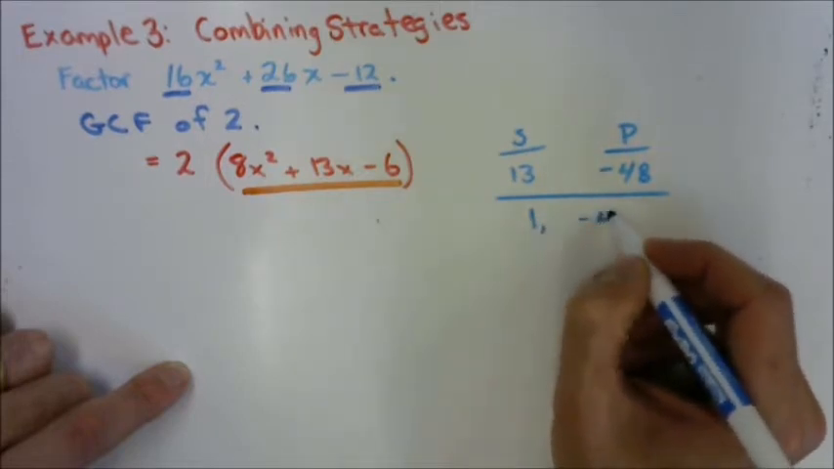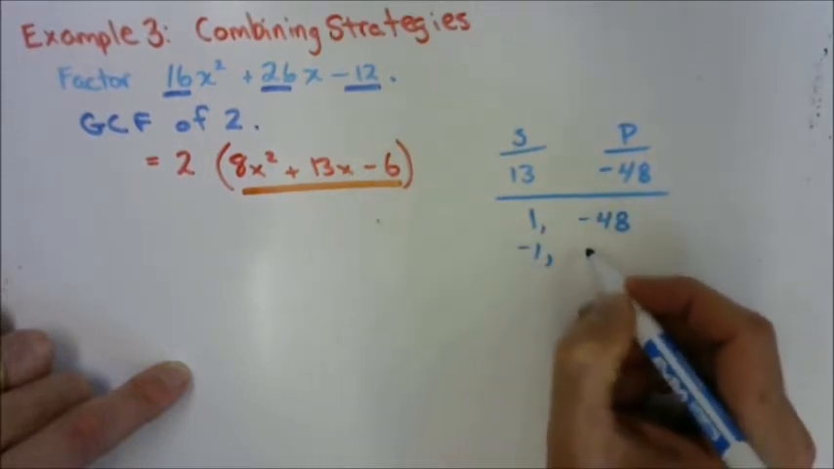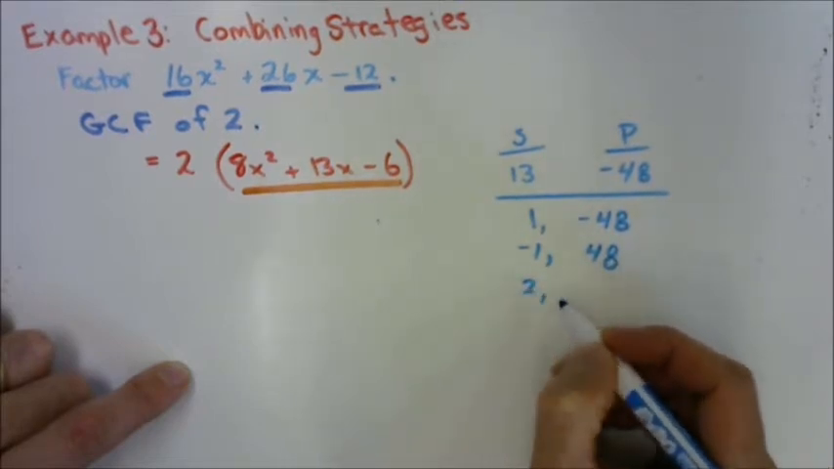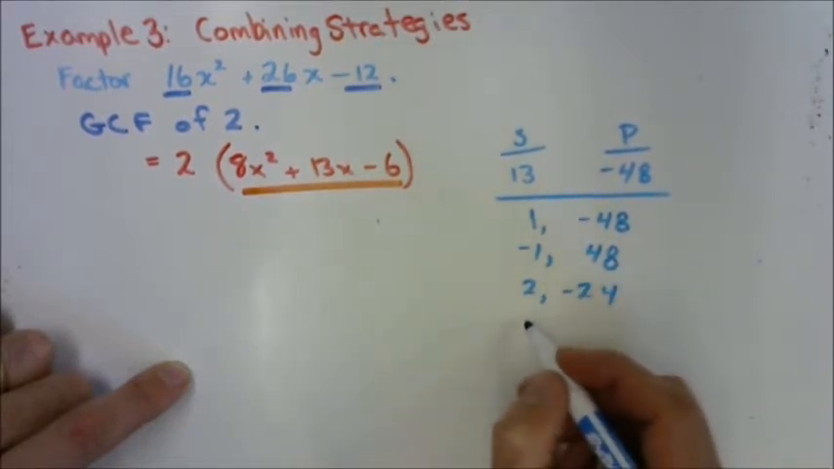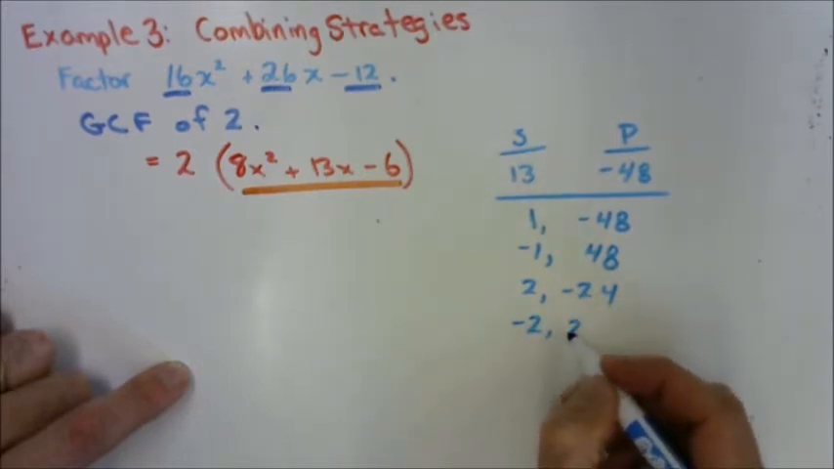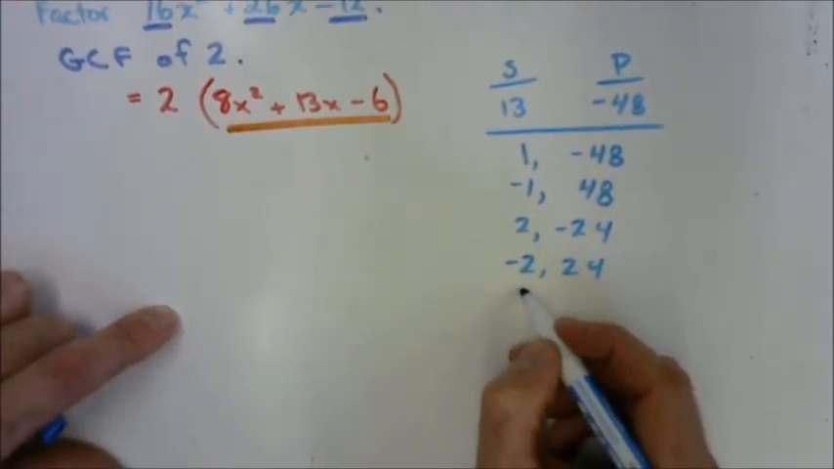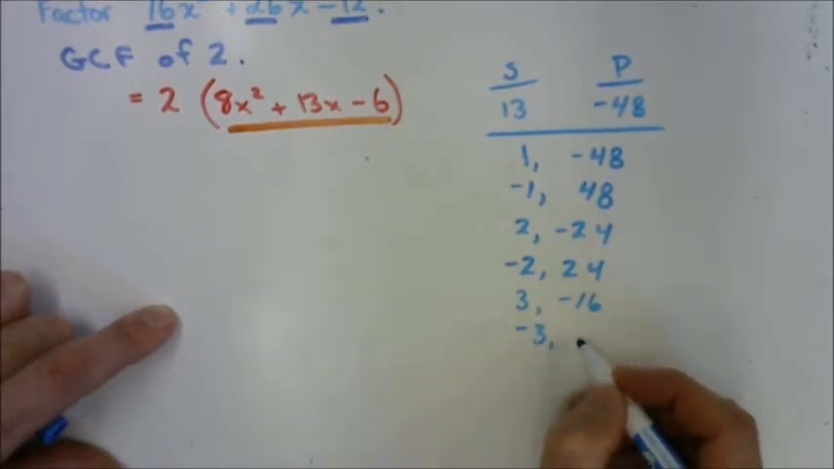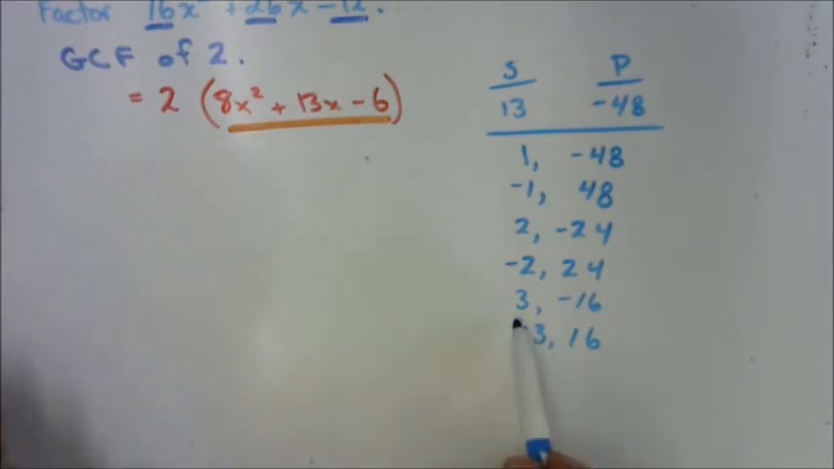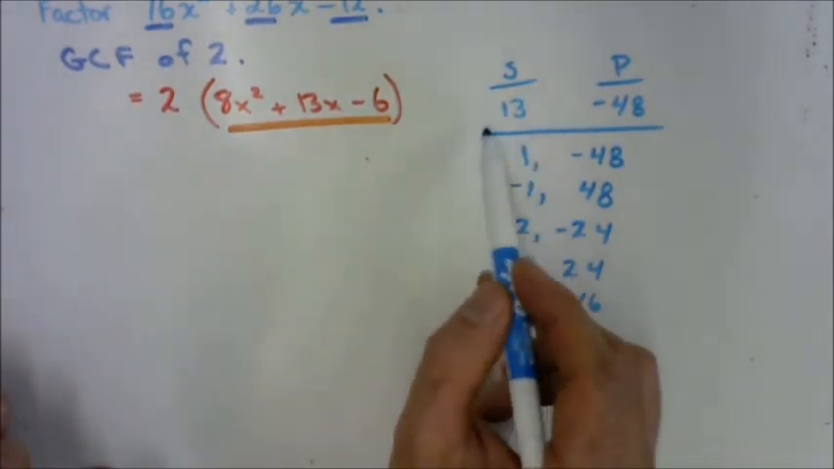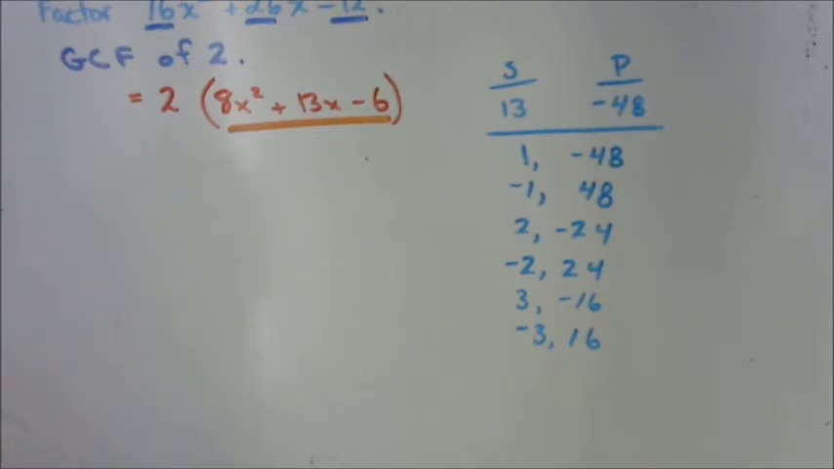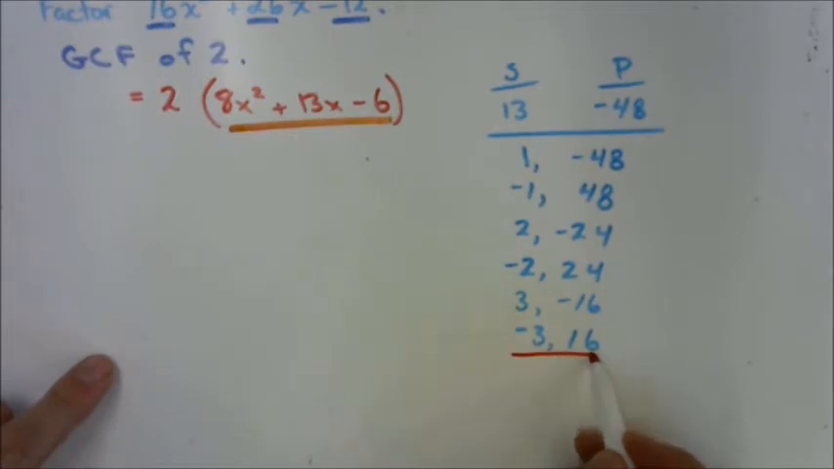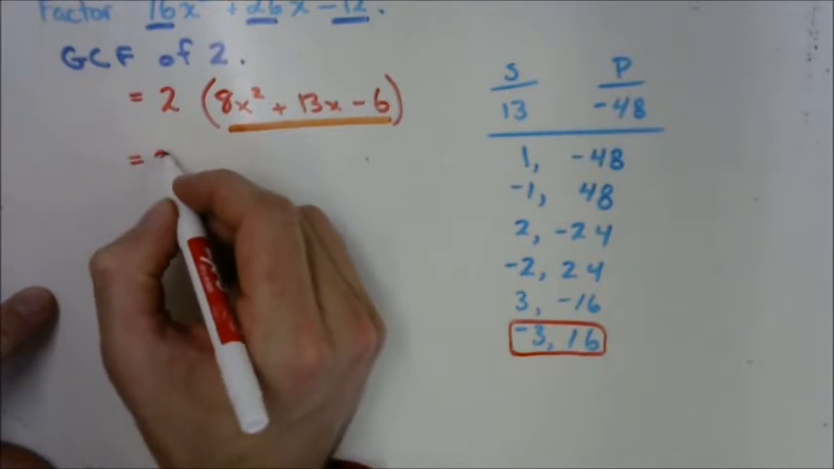We've got 1 and negative 48, as well as negative 1 and positive 48. We've got 2 and negative 24, as well as negative 2 and positive 24. And I've got 3 and negative 16, and negative 3, positive 16. And now I've just written two integers that I know have a difference of 13. And I know I need to have positive 13, which means my bigger number is going to be the positive number. So we're working with these factors right here. So I'll leave my 2 out here.